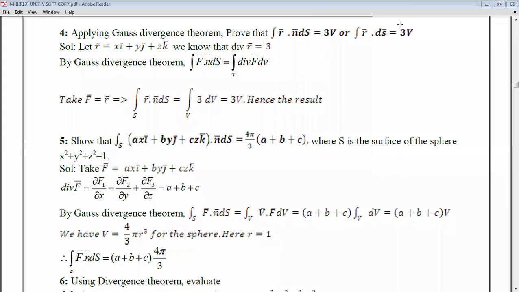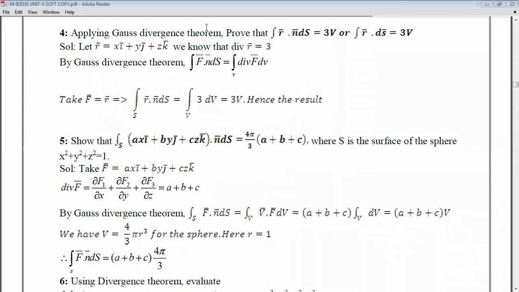So, next one. Applying Gauss divergence theorem, prove that the integral of r bar dot n bar ds is equal to 3V. Or they may simply mention the unit normal vector, they never give it. Like this also they may give in some cases: integral of r bar dot ds bar is equal to 3V.